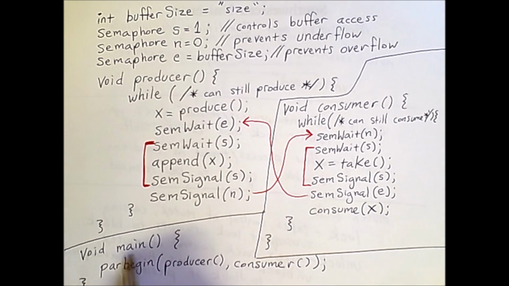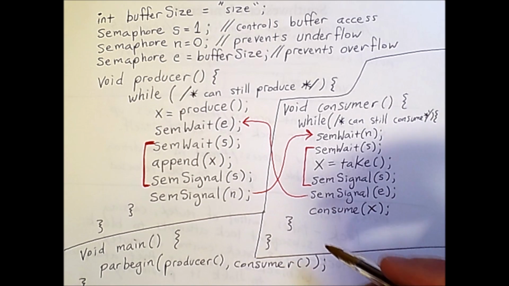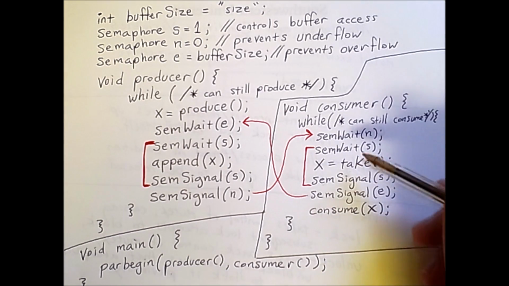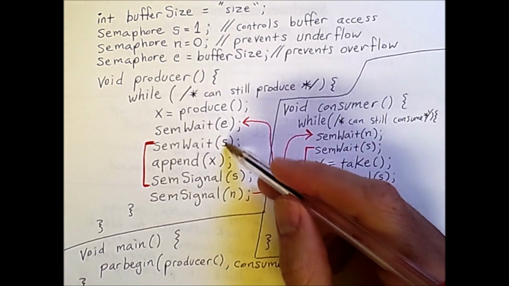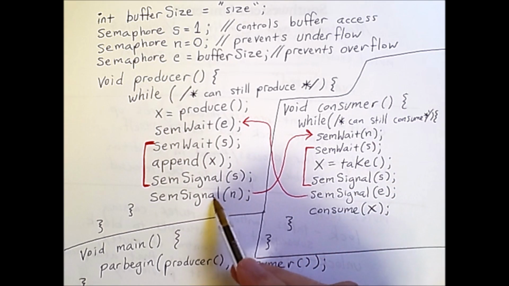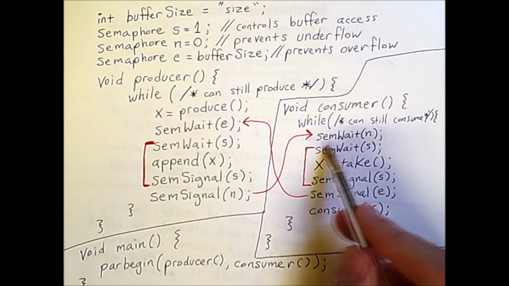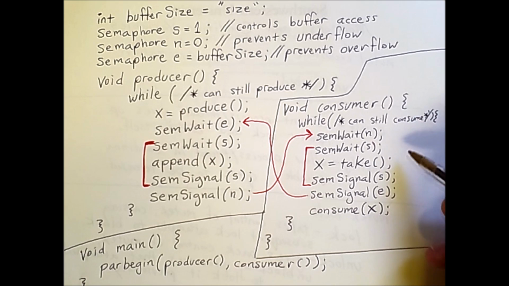And then we have the main function here, and so we're doing a parallel launch of one producer and one consumer. That is the bare minimum for this code to work. However, you could have multiple producers and multiple consumers, and this exact same code would work fine regardless of how many producers and consumers you have, because they provide mutually exclusive access to the buffer via control with the semaphore S, and this semSignal could communicate with any of the semWait commands in any number of different consumer threads.